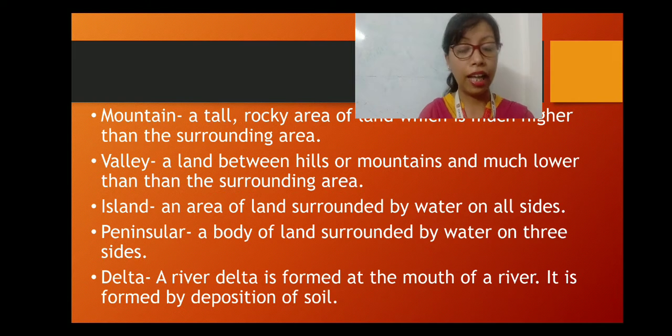and the other part, the three sides are surrounded by water and one part of the land is connected to the mainland. Clear? That is India, the southern part of India. I have already shown you the picture. It is covered with water on three sides and the other part of the land is connected to the whole part of India. Correct? So that is a peninsula. Now delta. A river delta is formed at the mouth of a river. It is formed by deposition of soil.